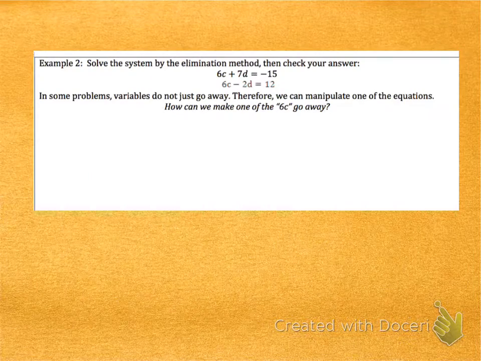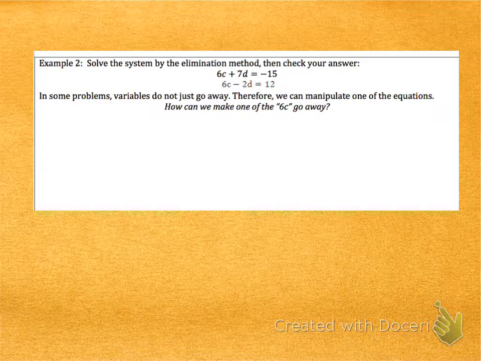So in example 2, we want to solve the system by elimination. So you do want to add the equations together. So again, the variables are lined up and on the same side of the equal sign, which is convenient for the example. If they weren't, we would have to rearrange the equations, transform them to get the variables lined up.